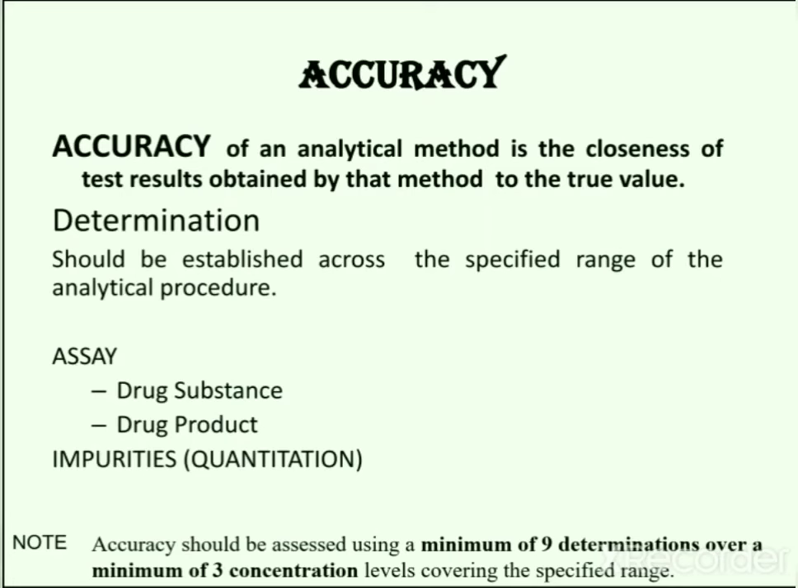Next characteristic is accuracy. As the name suggests, accuracy is the degree of agreement of test results with the true value, or the closeness of the results obtained by the procedure to the true value. Accuracy should be established across the specified range of any intended analytical procedure. For the determination of accuracy, it is recommended to have a minimum of 9 determinations over a minimum of 3 concentration levels covering the specified range. Accuracy is mandatory in the case of various assay procedures and in the quantitation of impurities.